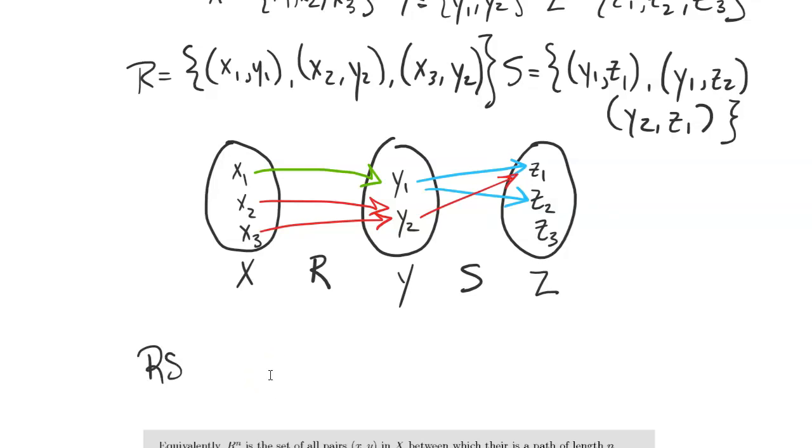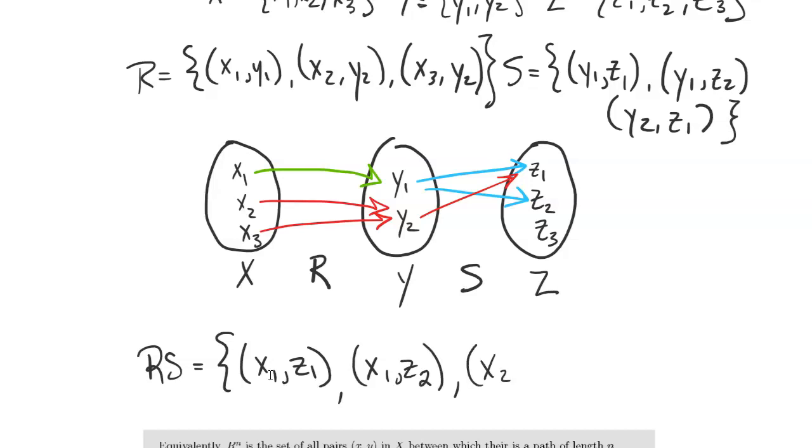So RS is going to be the set of all pairs where there's an element of Y acting as a bridge between an element of X and an element of Z. So for example, since I can get between X1 and Z1 via Y1, I'm going to include the pair X1, Z1 in my composition. I will also include the pairs X1, Z2, also thanks to Y1, the pair X2, Z1, thanks to Y2, and the pair X3, Z1. Those are all four of the paths from X to Z that Y creates.